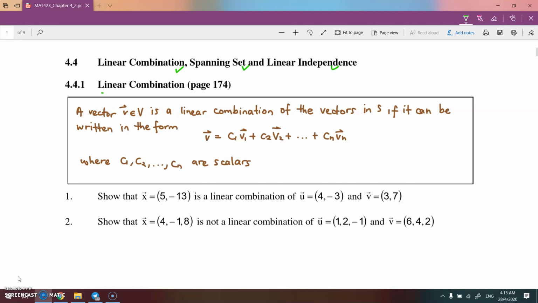Linear combination means you can combine vectors into another vector. A vector V is a linear combination of the vectors in S. S could be in vector form, or maybe a matrix 2 by 2 or 3 by 3, I think up to 3 by 3 for our level, and then polynomials of degree 2 or 3.